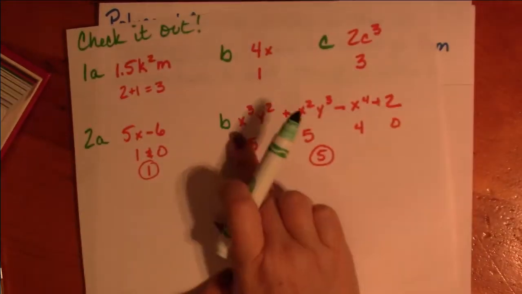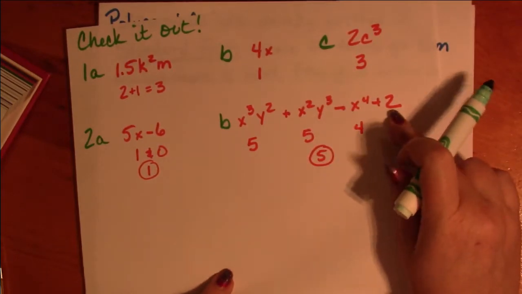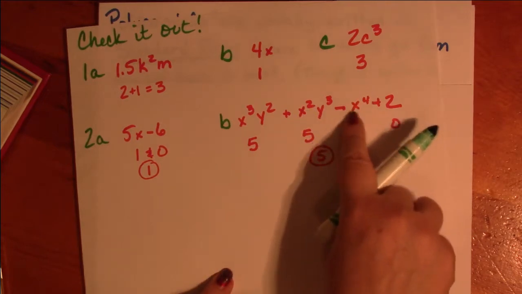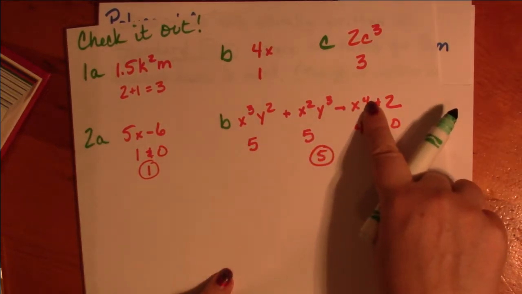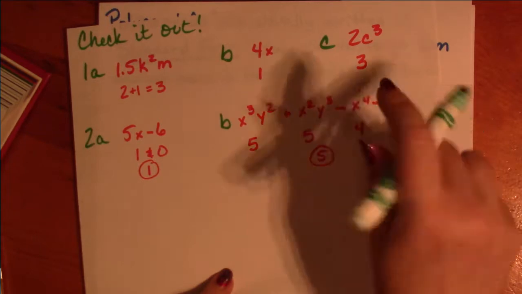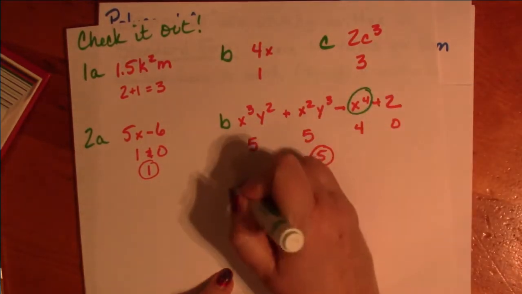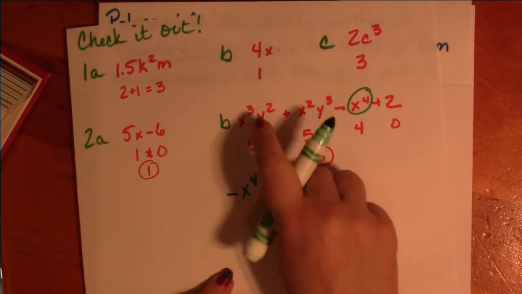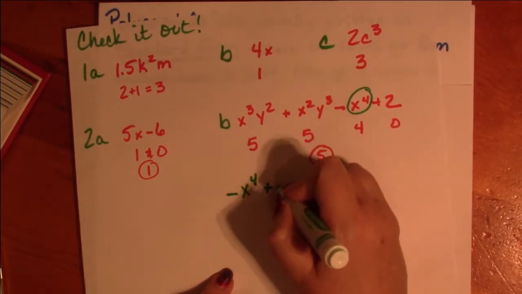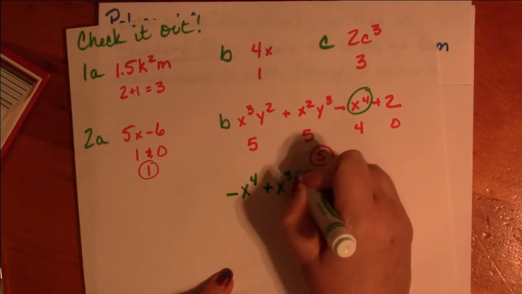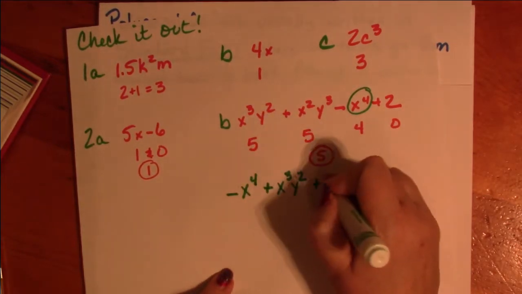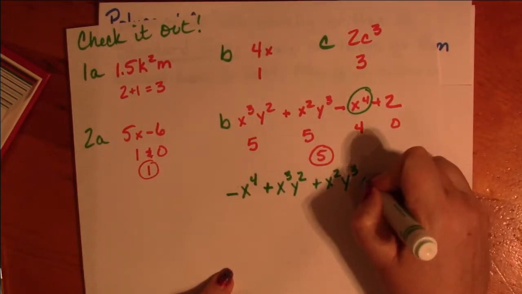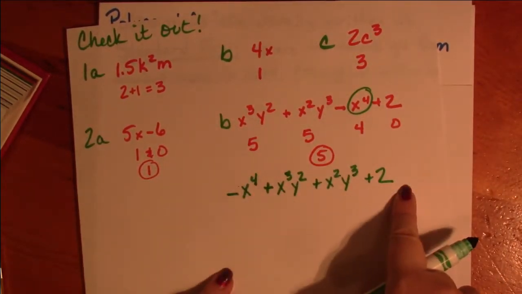For example, if we use this problem as an example, my first variable is an x, my highest degree is an x. So if I were to put this in standard form, I would start with x to the fourth, and I would bring the sign, negative x to the fourth, and then x to the third, and that's a positive number, plus x^3 y^2. Then this one, plus x^2 y^3, and then that one's last, plus 2. This is now written in standard form.